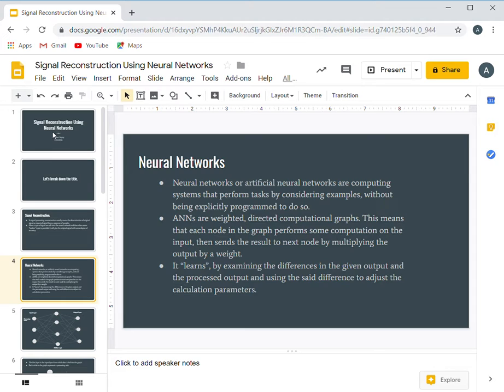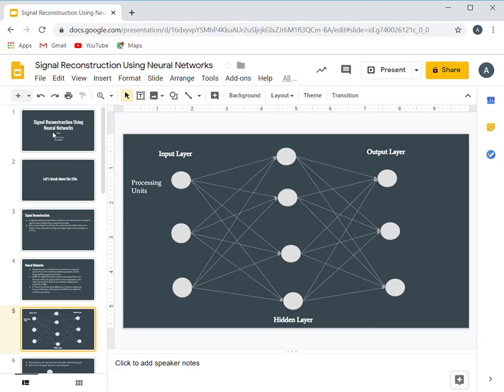Neural networks are directed weighted computational graphs. What does this mean? They have a certain direction in which computation occurs. Each node in the graph performs some computation on the input, and then exerts its influence as a number which is called weight. It learns by examining the difference between the given output and the training output. First of all, we divide the data set into two parts, the training set and the test set. We use the training set to micro-adjust the parameters that compute and give the output. We observe the differences in the given output, and then use the difference to adjust the parameters that compute the output in neural networks.